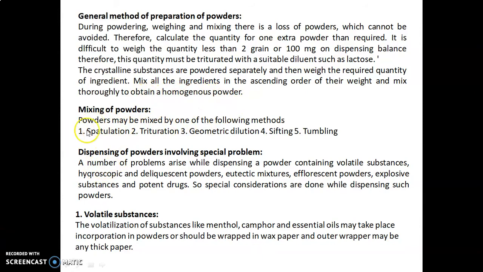Mixing of powders. Powders may be mixed by one of the following methods, that is spatulation, trituration, geometric dilution, sifting and tumbling. Dispensing of powders involving special problems. A number of problems arise while dispensing a powder containing volatile substances, hygroscopic and deliquescent powder, eutectic mixture, efflorescent powders, explosive substances and potent drugs. So special considerations are taken while dispensing such powders.